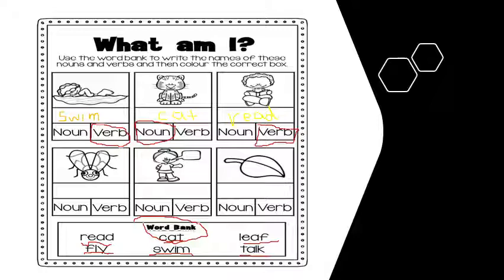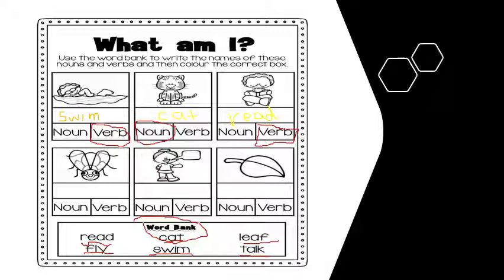Fly. What is this? It's a fly. Fly is a noun or a verb? You should tell me. Noun is a name of a person, place, animal, or thing. And verb is an action. Is this fly doing any action? No. So it's a noun. Now, what is the girl doing? She's talking. So talk, is it a noun or a verb? Good. Now, what is this? It's a leaf. So, leaf is a noun or a verb? Okay, good. You have to circle and then write the word in the box. Okay, good. You've done. Now, check the answer.